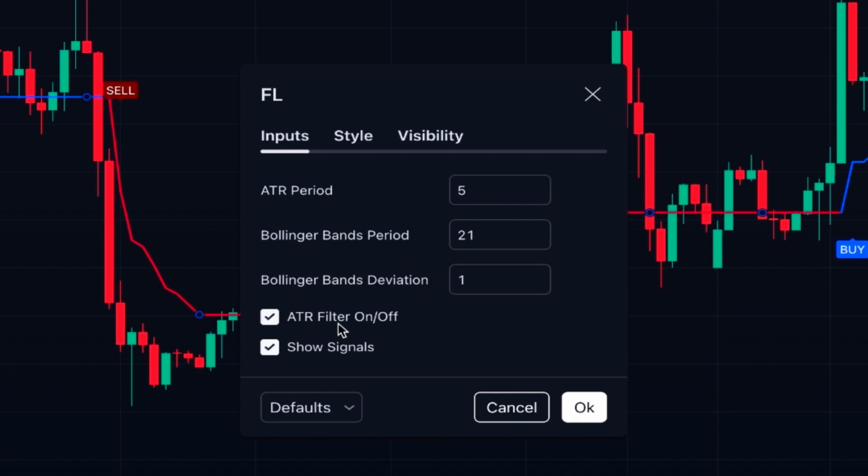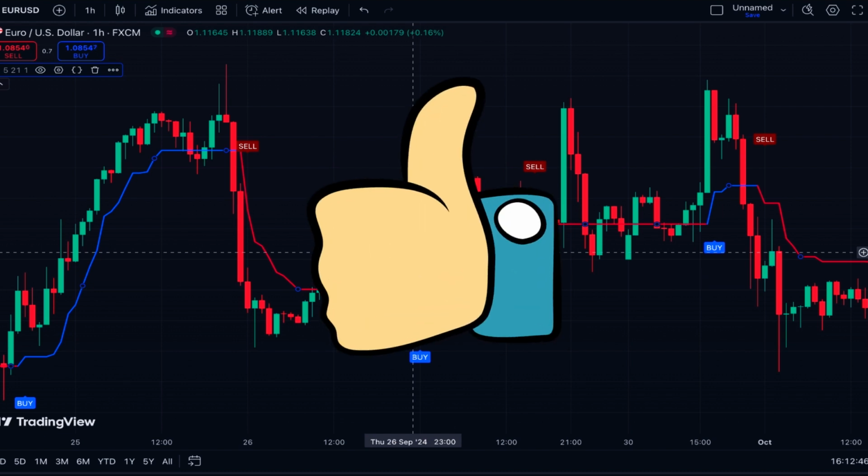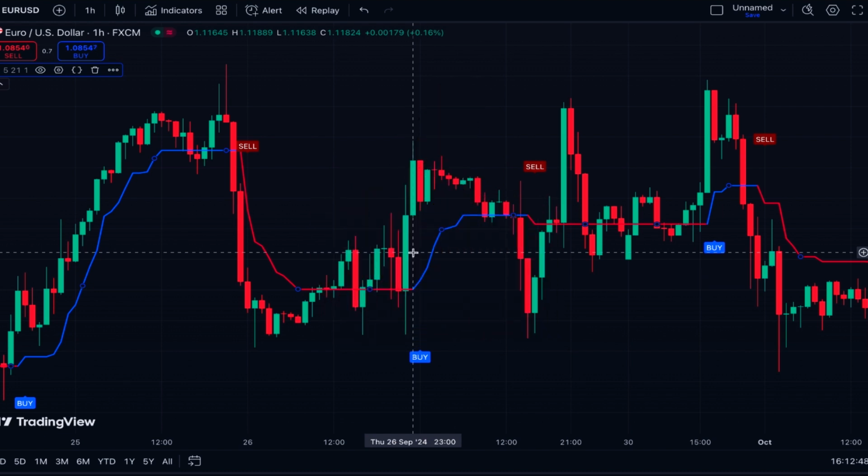Make sure the ATR filter is on, so many of the false signals will be removed. For the trading strategy that I'm going to explain, the default settings are okay, but in other strategies, you may need to adjust the settings.